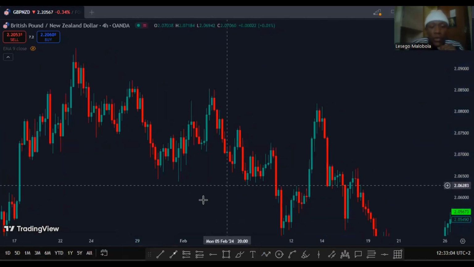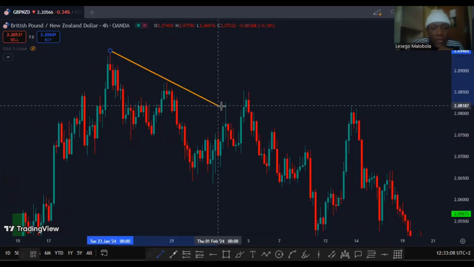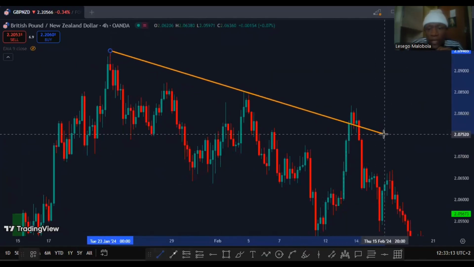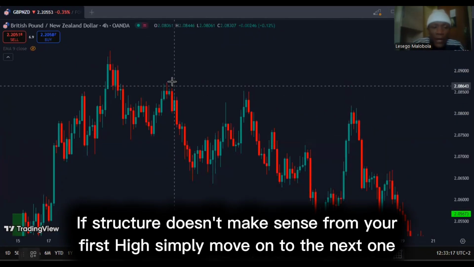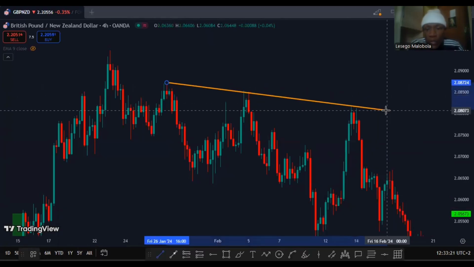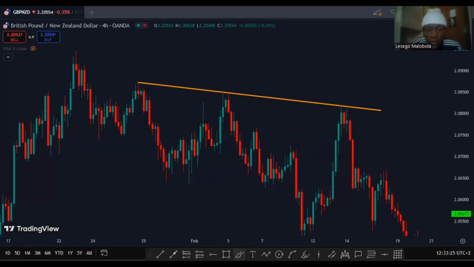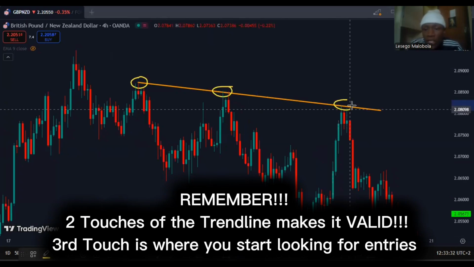So if we try to connect our trend lines, let's see if connecting our trend lines from here would work. Okay, from here you can see that it gives us a fake out. So what do we do in this scenario? We simply move on to the next lower high. This is the next lower high. You can see that if we try to connect our trend lines from here, we have a clean market structure. Why do I say that? Because we can clearly see that here we have a first touch, we have a second touch which confirms the trend line, and we have a third touch. Third touch, that's where we look for our entry point.